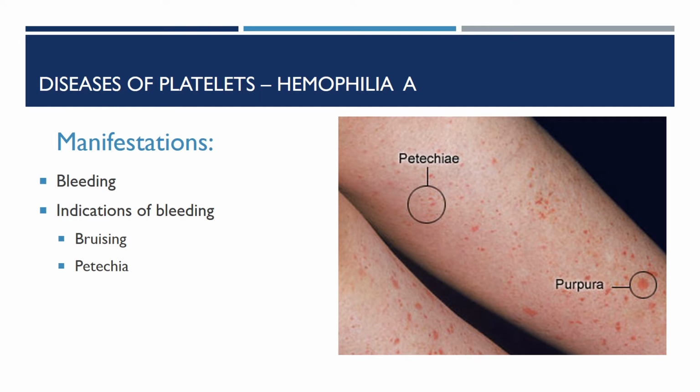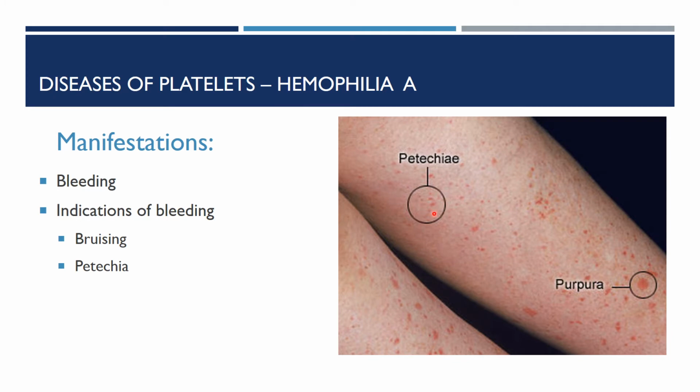How is this going to perform? So they're underproducing factor 8, and so they really would have a decreased ability to clot blood. Bleeding is always going to be the main manifestation that we see, and we can see certain indications of internal bleeding, like bruising or petechial spots. So if you look at the image right here to the right, you can see the petechial spots in this little circle.